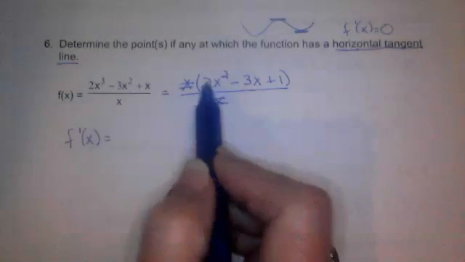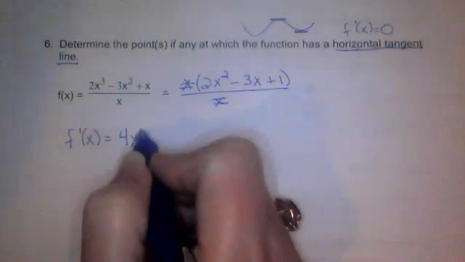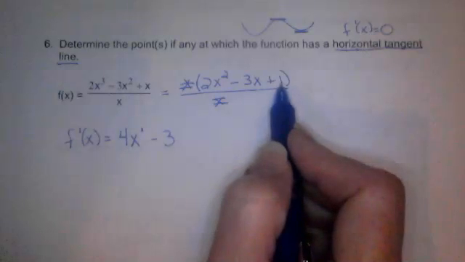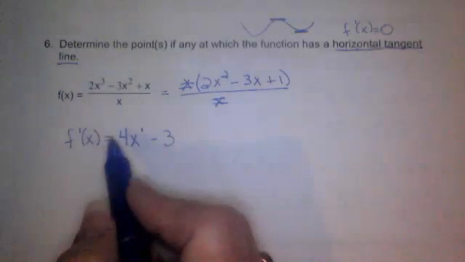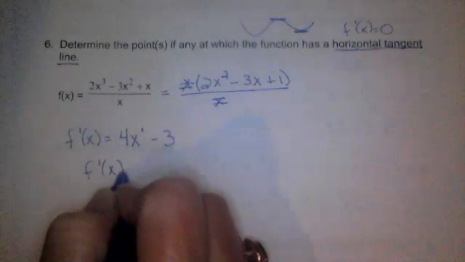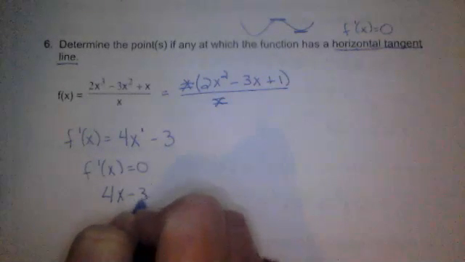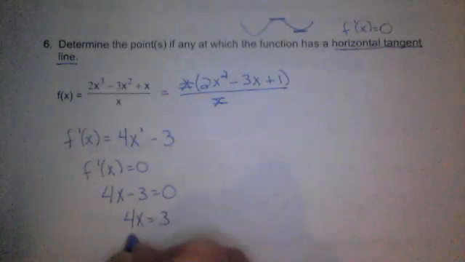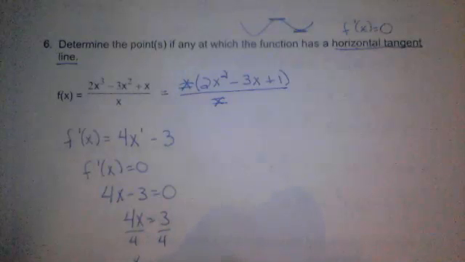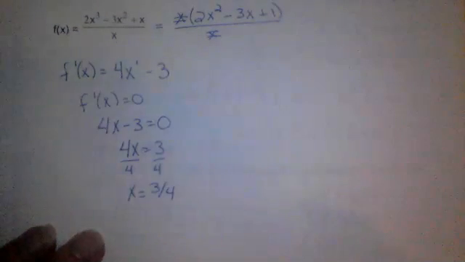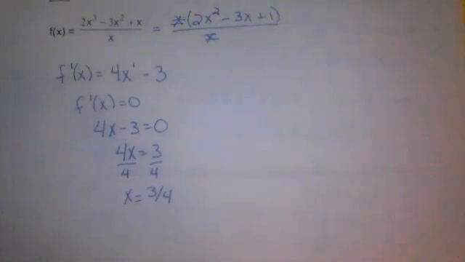So I'm going to bring the 2 down times 2. It's going to be x to the first power minus 3, and this is x to the 0 power, so it's gone, and this is 0 derivative as well. So we just get 4x minus 3 is our derivative. We want to know, is there a place where that derivative equals 0, or where 4x minus 3 equals 0? So we're just going to solve that equation. 4x equals 3, divide by 4, and x is 3/4. So on this function, when x is 3/4, we have a horizontal tangent line.